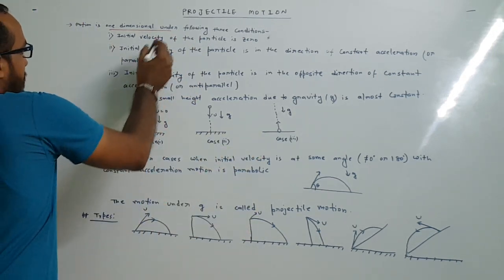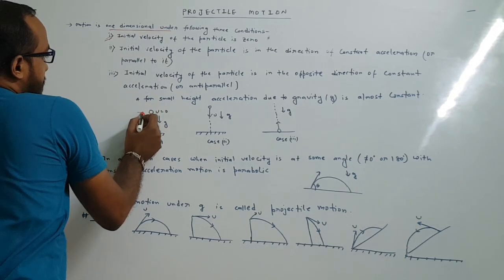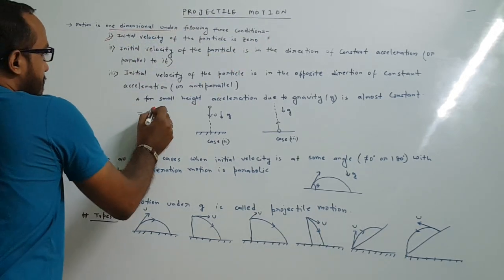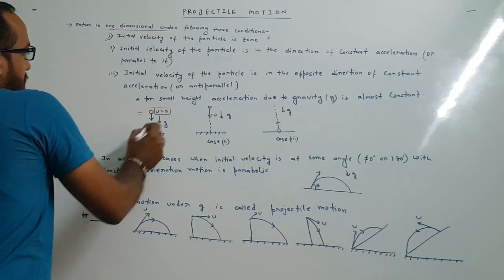See, we know that any motion is one dimensional only for three cases. Case 1: its initial velocity is 0, that means you have thrown something whose initial velocity is 0.